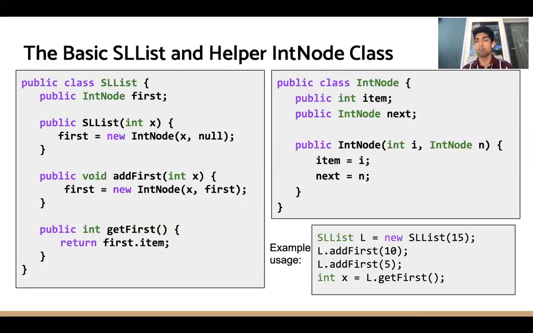Okay, so let's just look at a basic implementation of the SLList class. So we have a constructor. We have our attribute first, which is the first int node in our linked list that we're storing. And we also have the methods add first and get first, okay? So we can see in the bottom right corner that the SL list is easy to use, right? Adding the numbers 15, 10, and 5 is pretty straightforward because I can just call the add first method. And if I want to find what's at index 0, I can call get first.